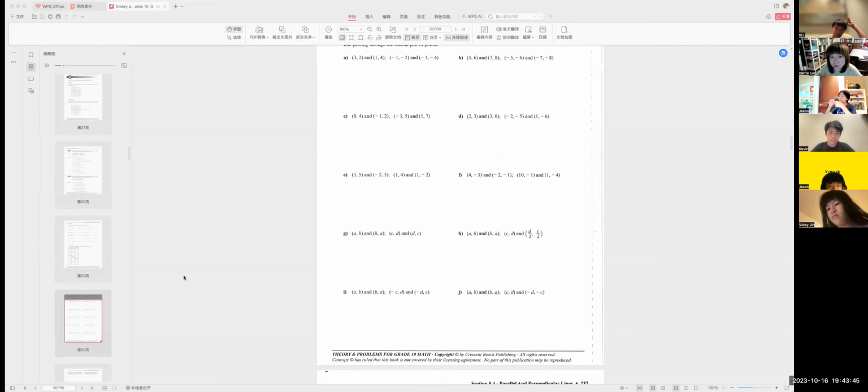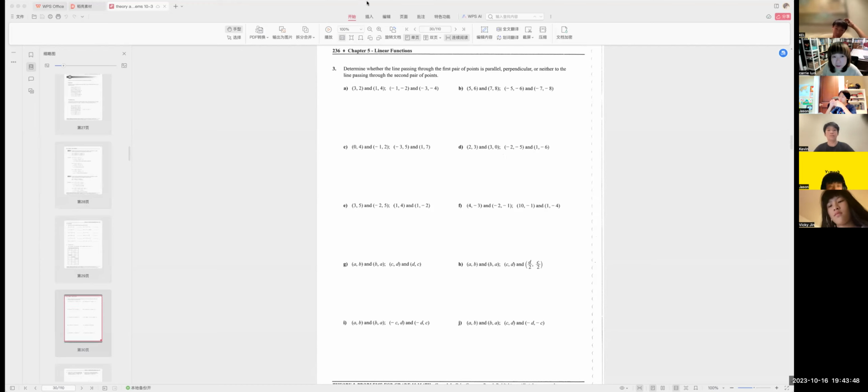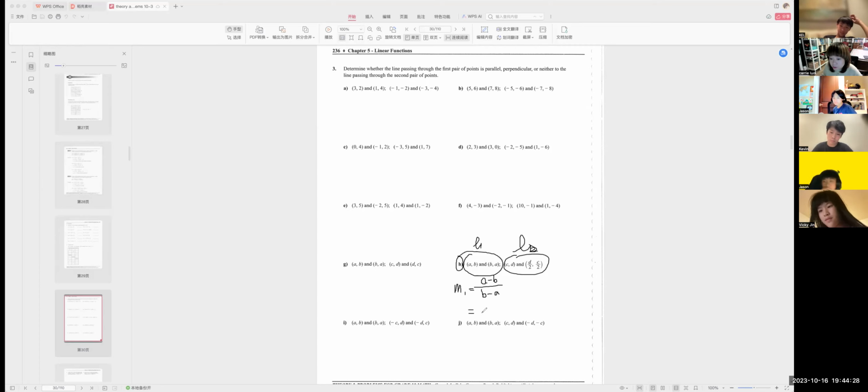So let's take a look at this one. When the numbers are actual numbers, nobody has problems because you just find the m, right? But when the numbers become variables, some students get a little confused. Determine whether the line passing through the first pair of points is parallel, perpendicular, or neither to the line passing through the second pair of points. So this is line one, and this is line two. Understand, Vicky? So M1 equals A minus B over B minus A, correct, Kelvin? Because it's y2 minus y1 divided by x2 minus x1, which equals negative one.